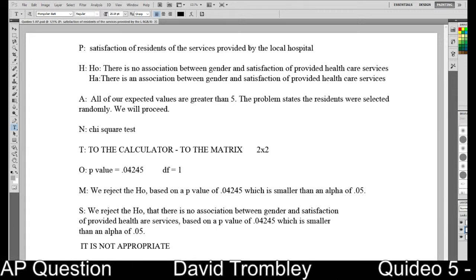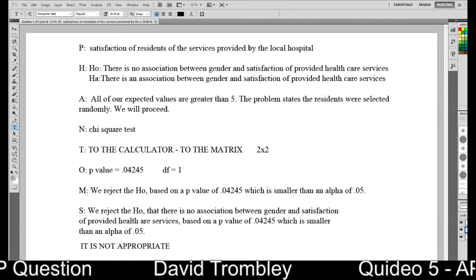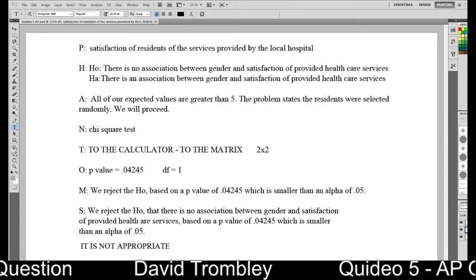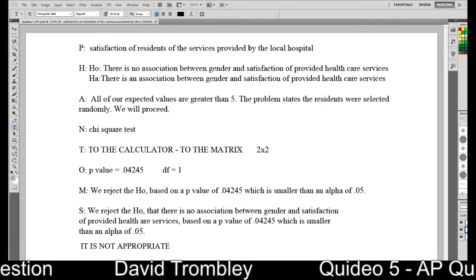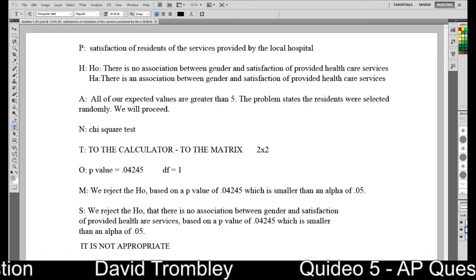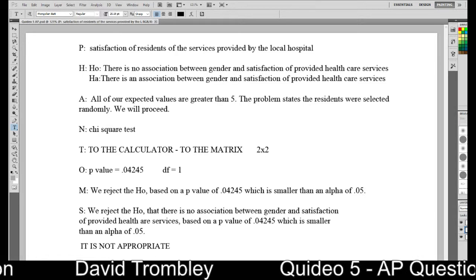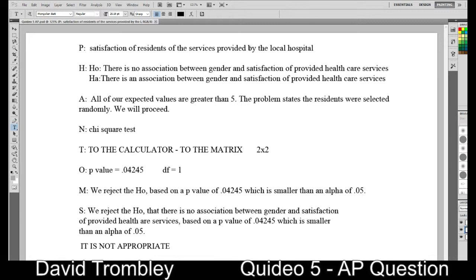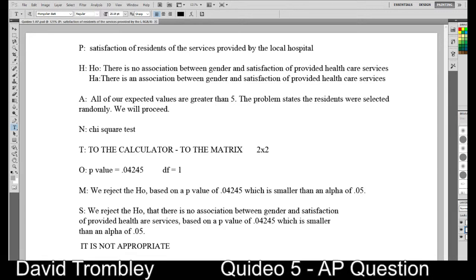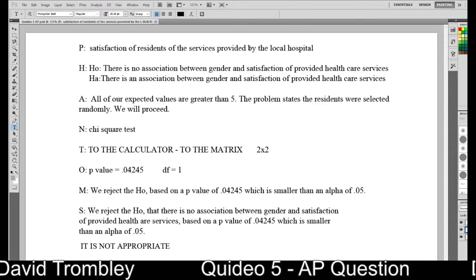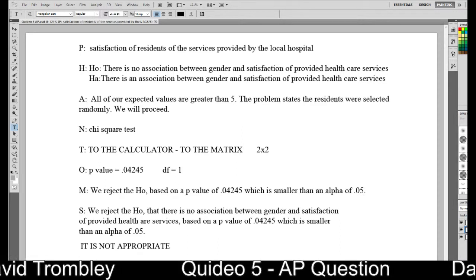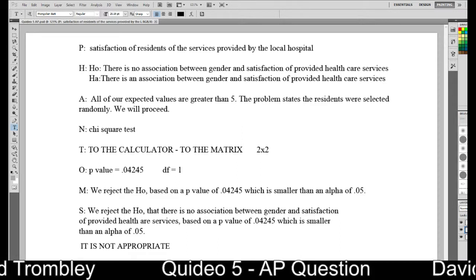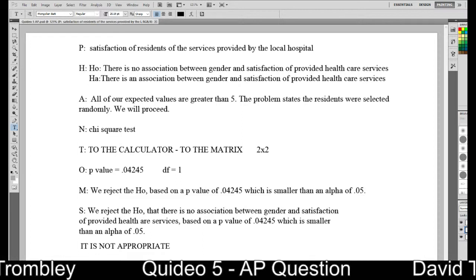So our degree of freedom is 1 because we have our rows minus 1, which is 2 minus 1 is 1, times our columns minus 1, 2 minus 1 is 1, so 1 times 1 equals 1, which is our degree of freedom. So we have to make a decision, and we have to reject the H0 based on a p-value of 0.04245, which is smaller than an alpha of 0.05.